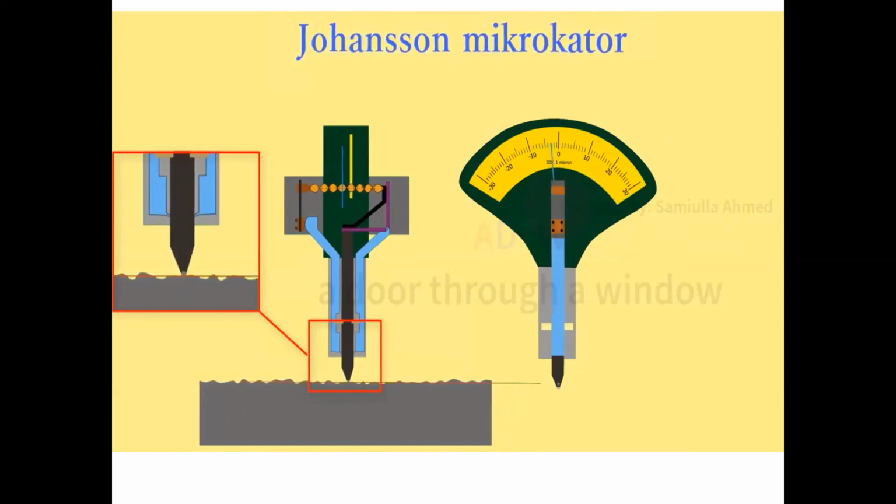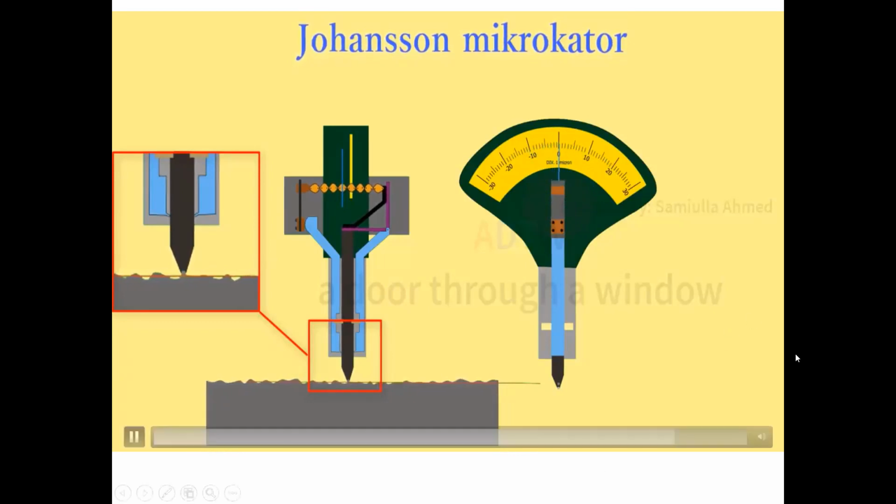The lowering and rising of the plunger will make the bell crank lever move in a forward or backward direction and in turn will twist or untwist the metallic strip. This results in the movement of the pointer, which shows the reading on the appropriate scale. This is how Johnson's Mikrokator works. Hope I have put enough effort.